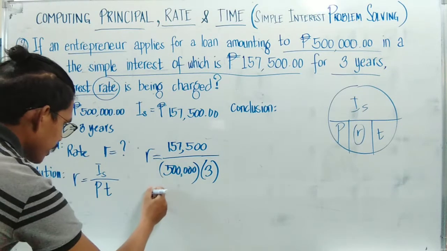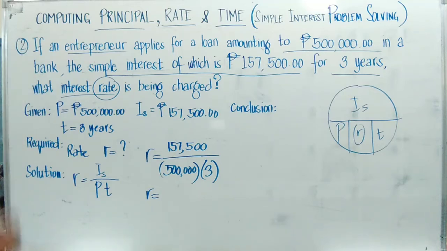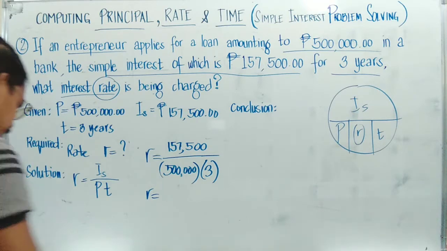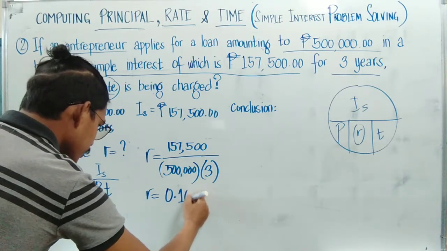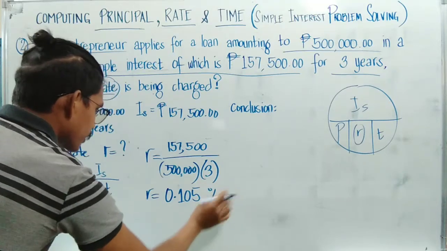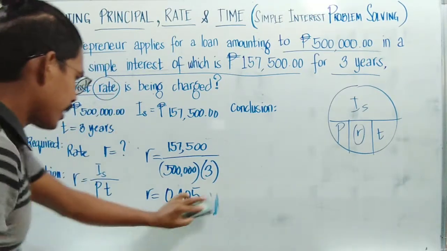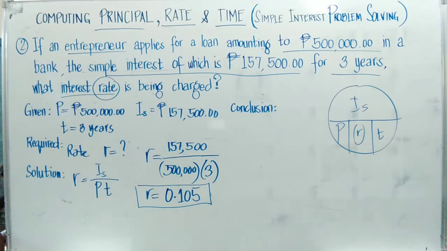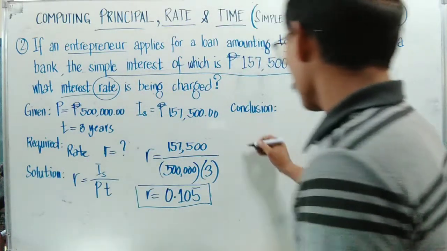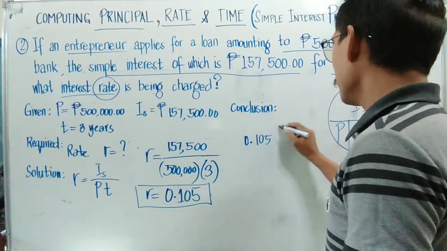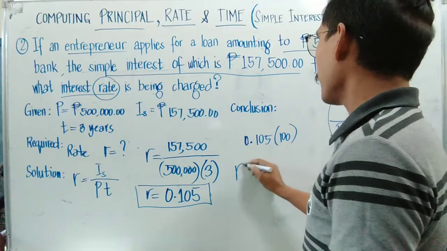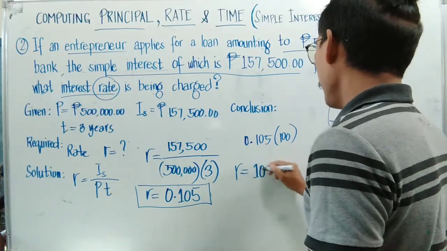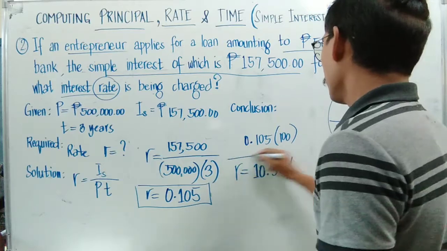Then calculate using your calculator, or you can multiply and divide manually. Using your calculator, you may get 0.105. So R equals 0.105. If you convert it into a percentage, just multiply 0.105 times 100 and you will get R equal to 10.5%.